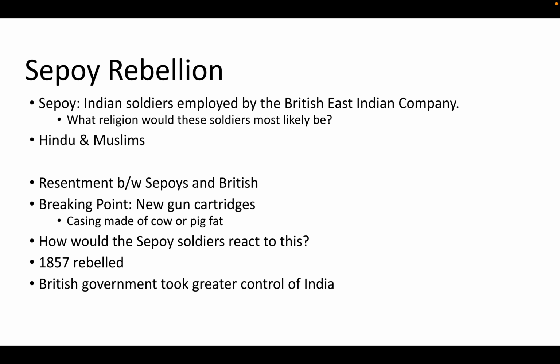There was resentment between the Sepoys and the British. Rulers and ruled people, they don't like that they have to listen to these white Europeans when they're native to this region. There was a breaking point, though, when the British introduced new gun cartridges. The bullets would be stored in casings before you use them, and the casings were made out of cow and pig fat.